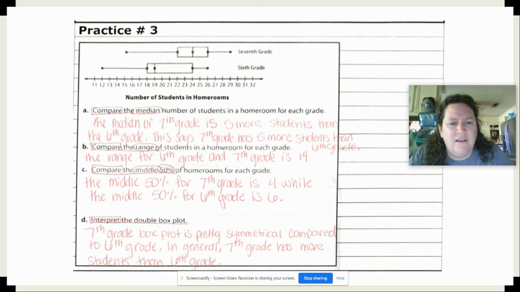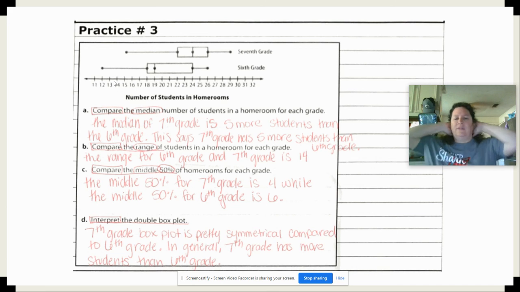So B says, compare the range of students in a homeroom for each grade. The range for 6th grade and 7th grade is 14. They're exactly the same. Okay, so the max number of students in the 6th and 7th grade and the min number of students in the 6th and 7th grade is 14 apart.